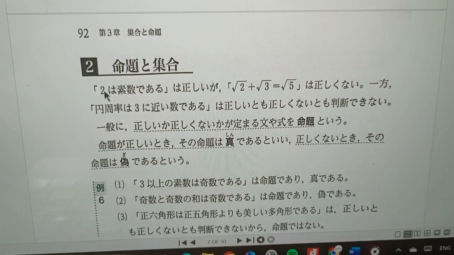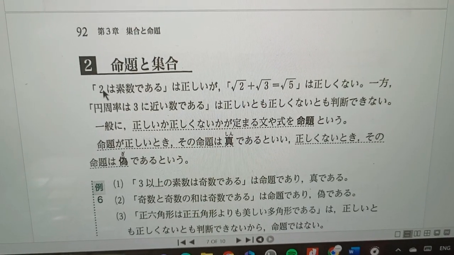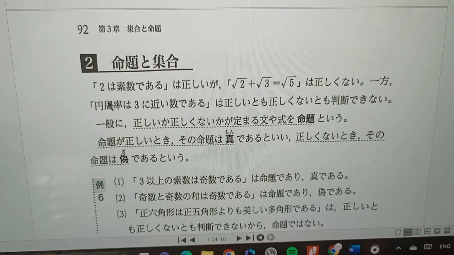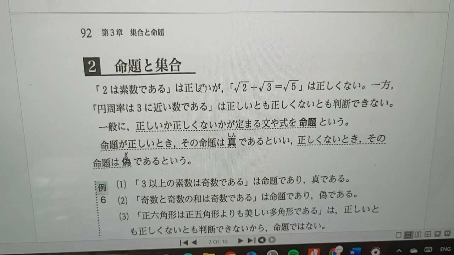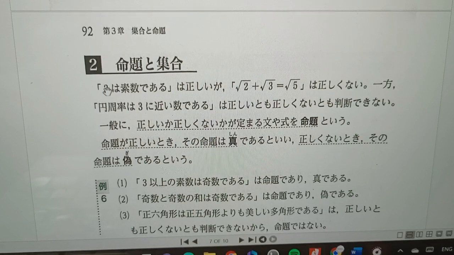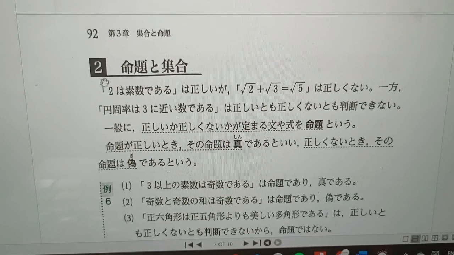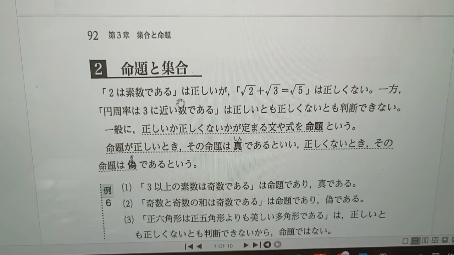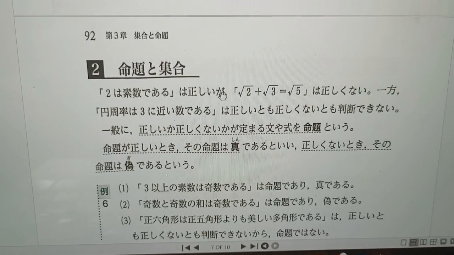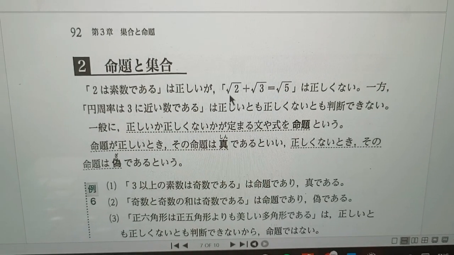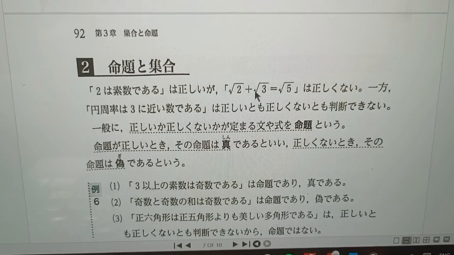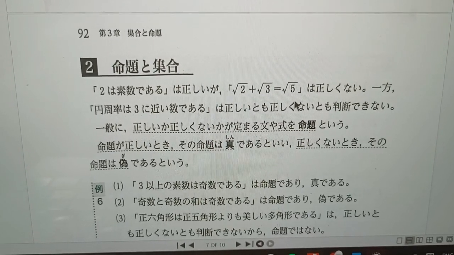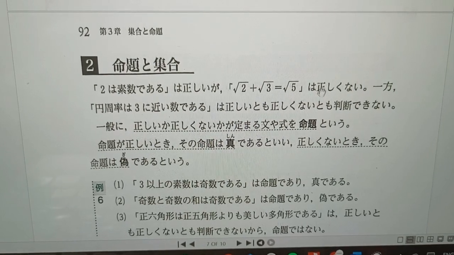A prime number is a number which can only be divided by the number itself and 1. It doesn't have any other divisor. For example, 2 can only be divided by 2 and 1, nothing else. So 2 is a prime number. Wa tadashi, it is correct. But the root of 2 plus the root of 3 equals the root of 5. Wa tadashi kunai, it's not correct.